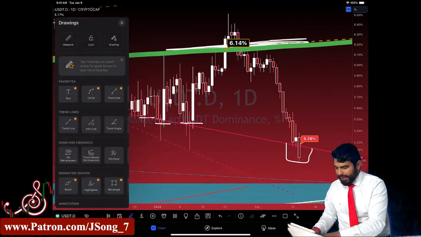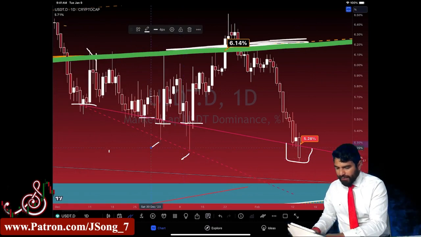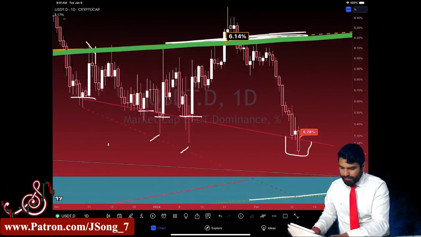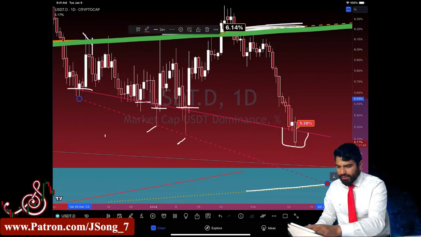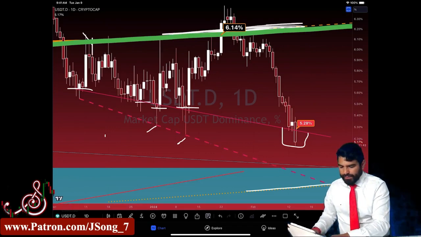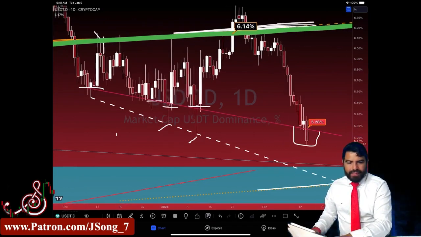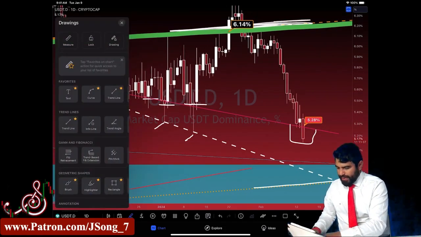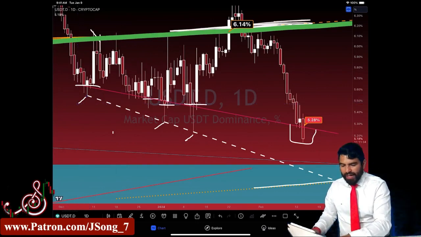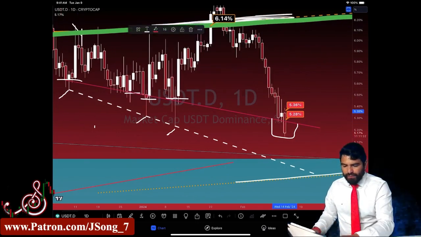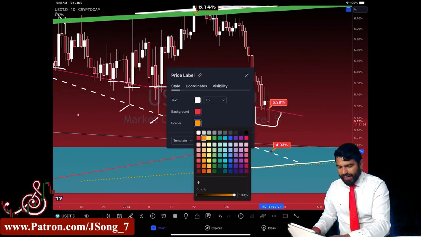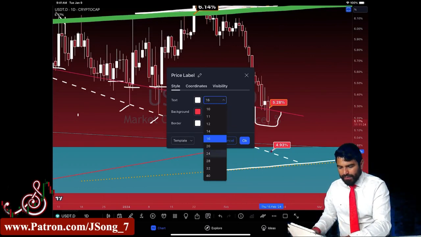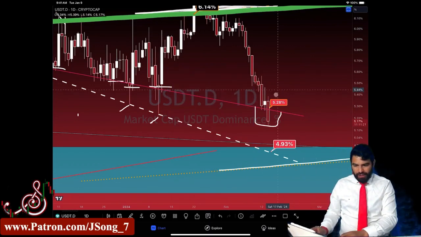So now we're connecting this wick here, that wick there, and we need to draw here like that, connecting those wicks together. All right, let me make this thicker so you guys can see it. Here it is. Let's change it to maybe white. And this wick here. All right, so now we can see the next support should be around 4.93.